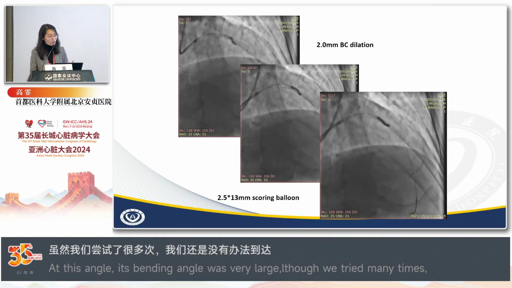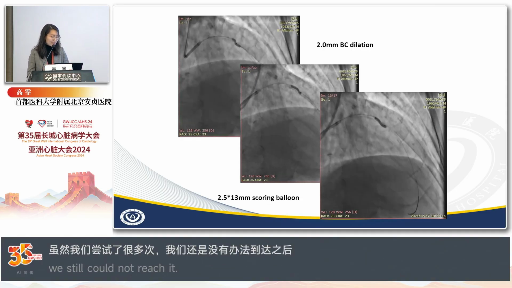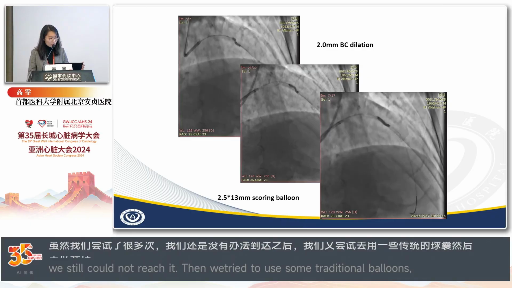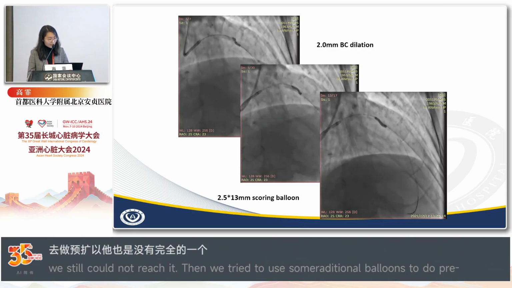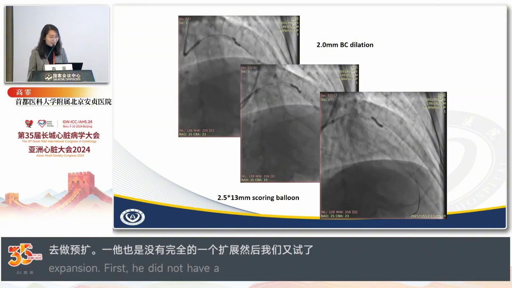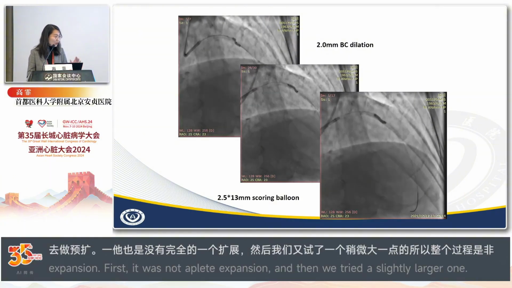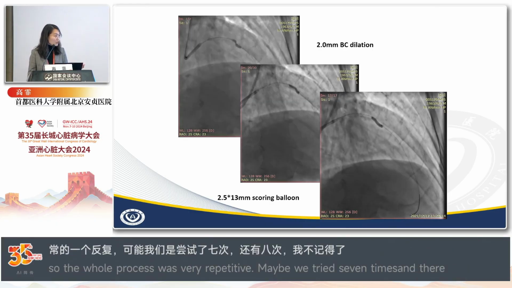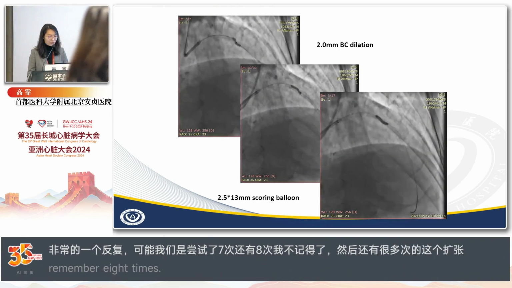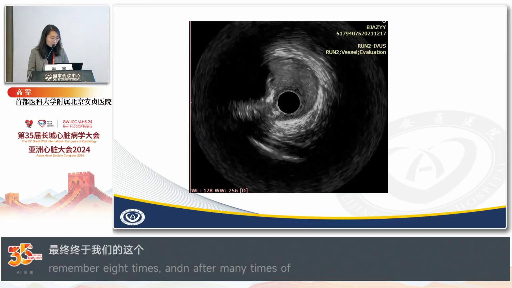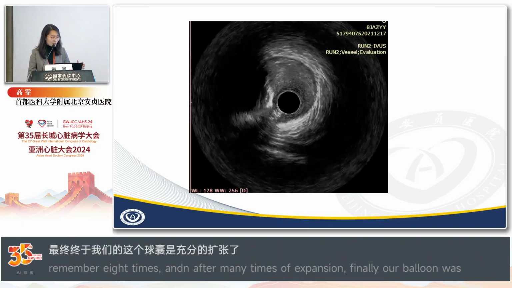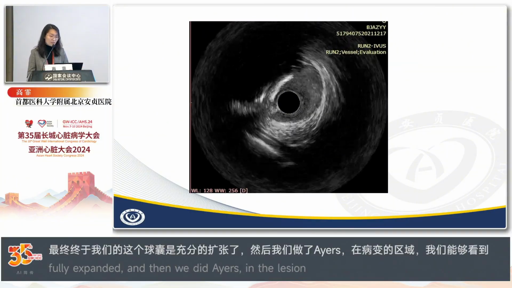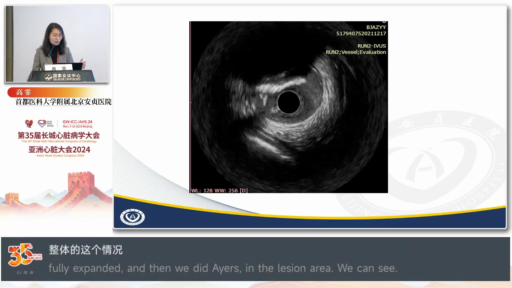So then we tried traditional balloon predilation, using a 2.0 balloon, and it did not fully expand. Then we used a scoring balloon to dilate repeatedly, and maybe after 7 or 8 times, I don't remember, after several expansions the balloon finally fully expanded. So we then performed IVUS for the lesion. We can see the calcium is not actually circumferential. It's just a calcified nodule protruding into the lumen.